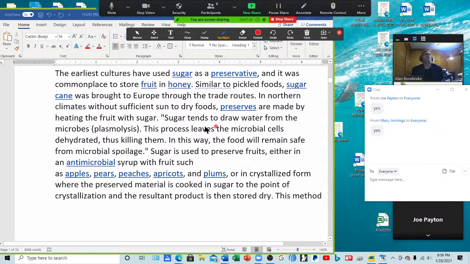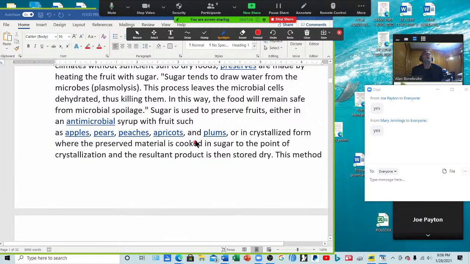Sugar tends to draw water from the microbes, a process called plasmolysis. This process leaves microbial cells dehydrated, thus killing them. In this way, the food will remain safe from microbial spoilage.